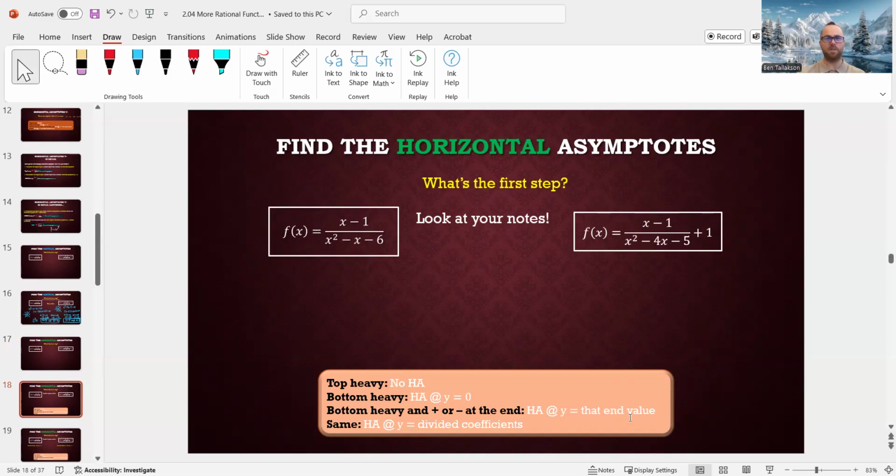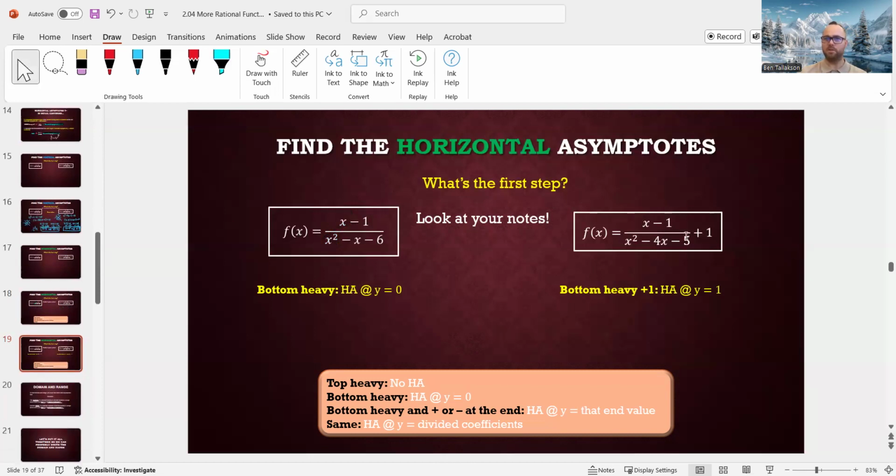Starting with asking the question, looking at your notes and ask yourself the question, is this function top heavy, bottom heavy? Bottom heavy with something being added or subtracted at the end, or is it the same? Well, here, clearly, this power is bigger than this power, right? So that's bottom heavy, meaning horizontal asymptote at y equals 0.